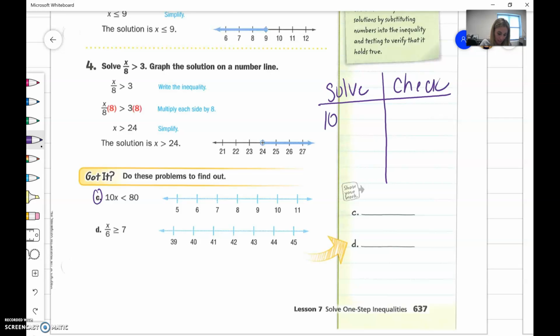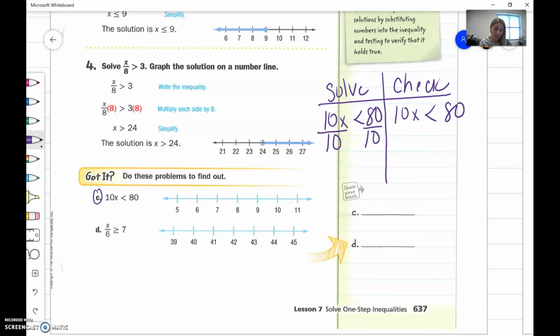And it looks like it is 10x is less than 80. So we're going to write 10x is less than 80. There we go. Okay, so we know when we have a number and a variable together, we know that we're multiplying. So the inverse operation of multiplying, to isolate that variable, we're going to divide. We show division with the bar, just like a fraction. And we're going to go ahead and divide both sides by 10.